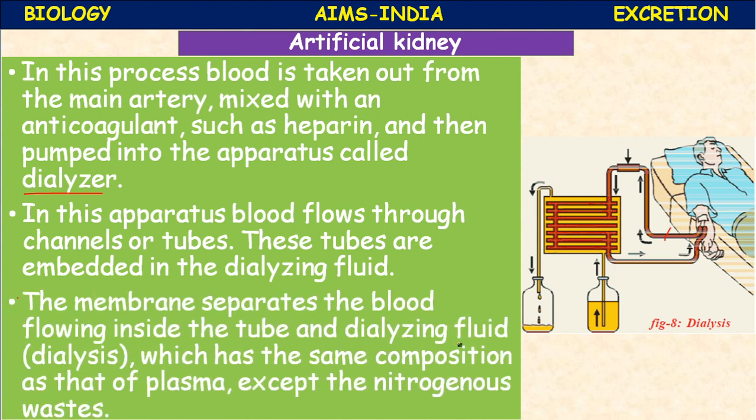The membrane separates the blood flowing inside the tube and the dialyzing fluid, or dialysate, which has the same composition as that of plasma except the nitrogenous wastes. The dialyzing fluid is similar to the composition of plasma. The difference is that in plasma some nitrogenous wastes are also present, but here there are no nitrogenous wastes.